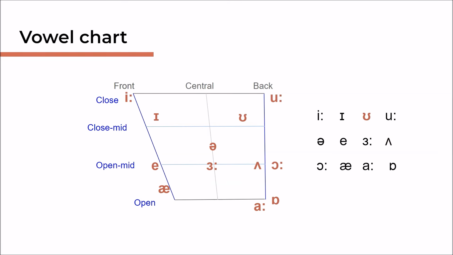And last but not least, we have O. So sometimes I talk about oo and O as pairs. That isn't quite true because you can see the place of production isn't quite the same. The long oo is really at the back. O isn't quite as far back. And also it's not as closed, it's more close mid. And that is the vowel chart. So you can see the place of all the 12 single vowel sounds in English on the vowel chart.